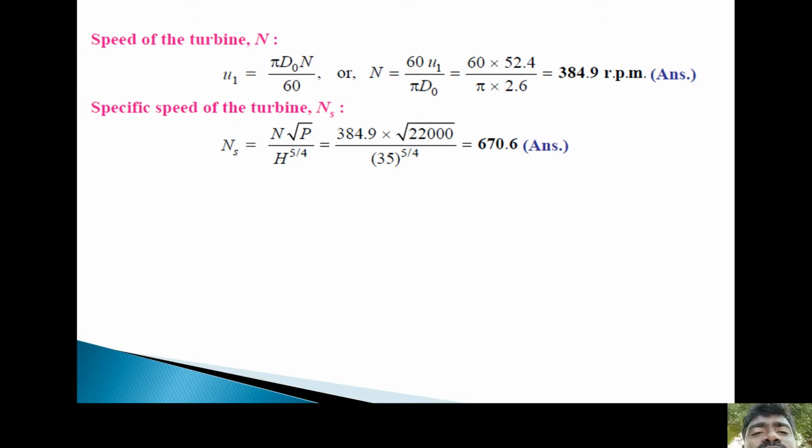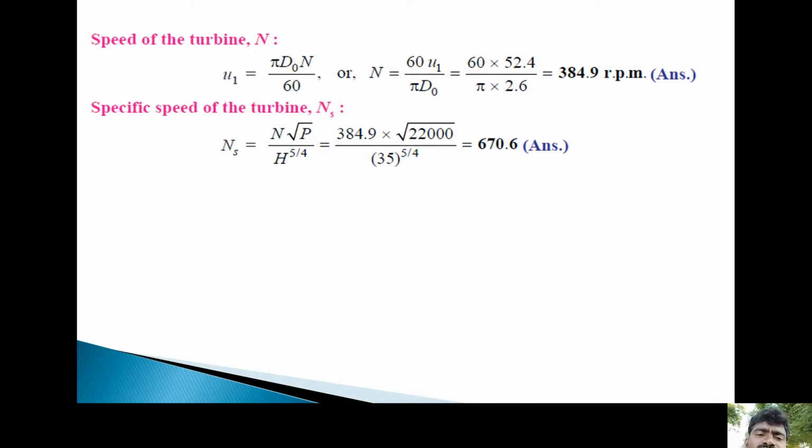Next, speed of the turbine N. U1 equal to pi dn by 60. Therefore, N equal to 60 U1 by pi d naught, that equal to 60 into 52.4 divided by pi into 2.6, that equal to 384.9 RPM.